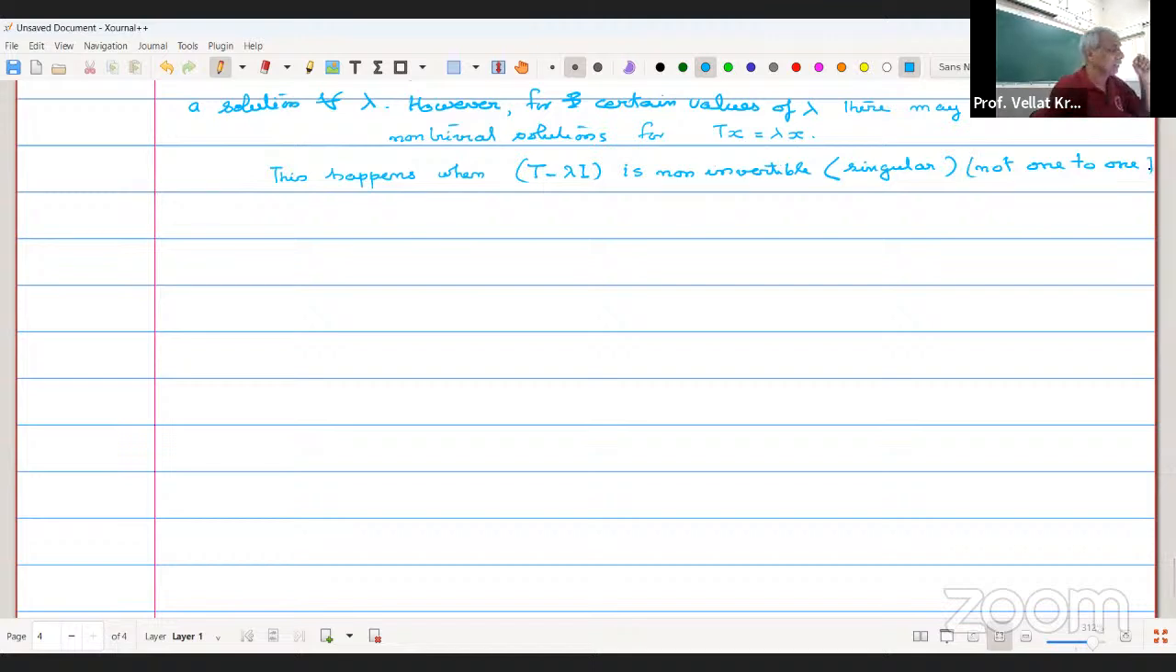T minus lambda I is not one to one. These are all the various terms of singular. So we are not interested in the trivial solution. So the question is, which lambdas make this happen?